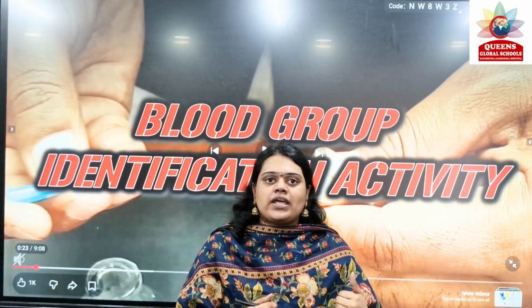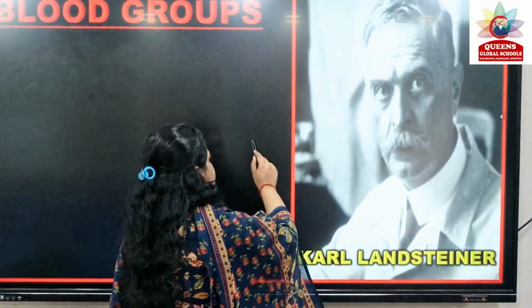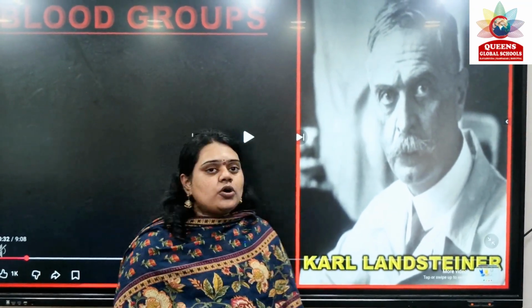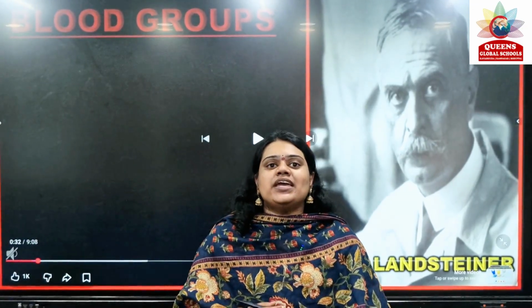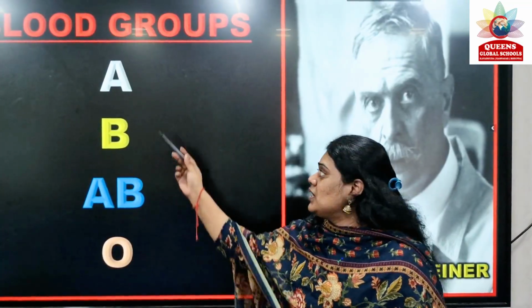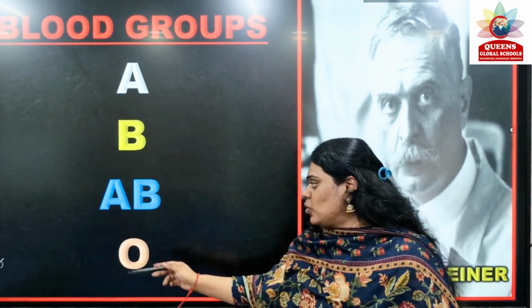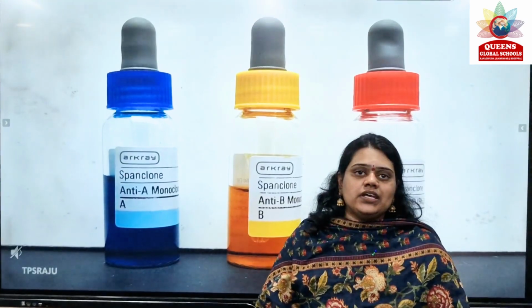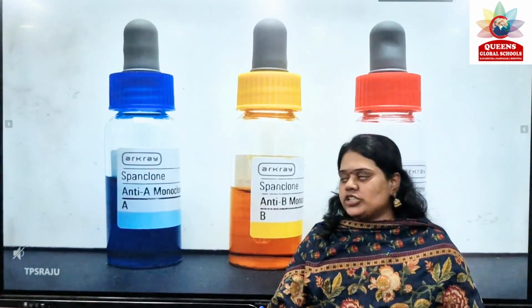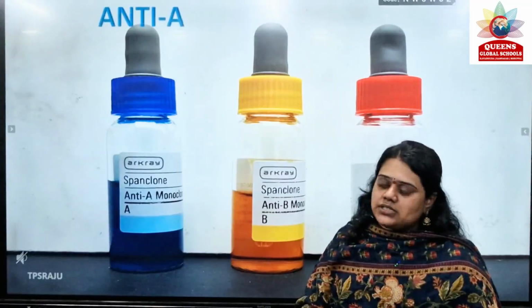So let us get into an activity. Let us see how to identify the blood group. The blood groups have been introduced by Mr. Karl Landsteiner. He introduced that we have 4 different blood groups, that is A, B, AB and O. To conduct an activity, we need certain solutions called A, B and Rh solutions.